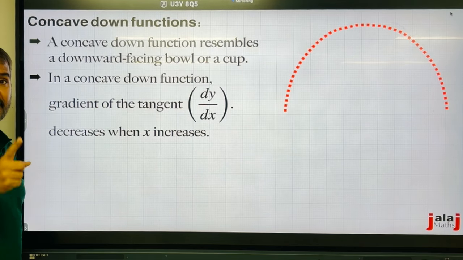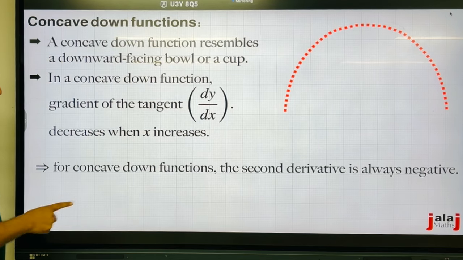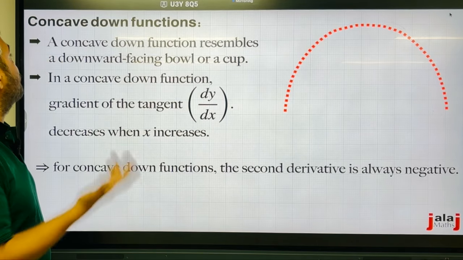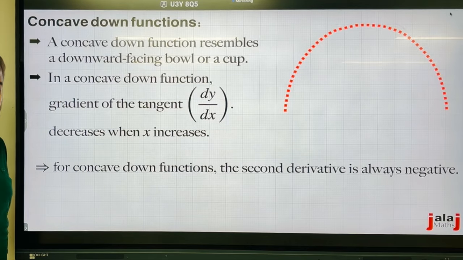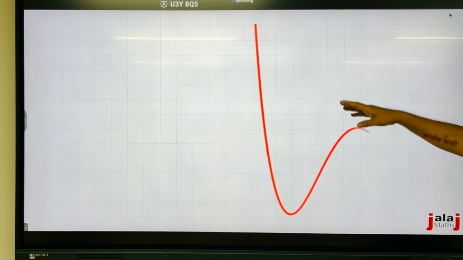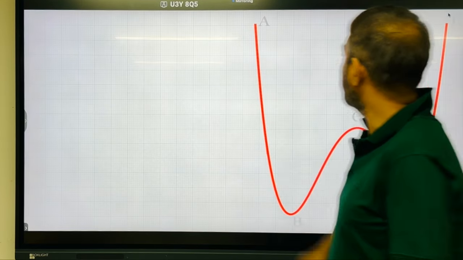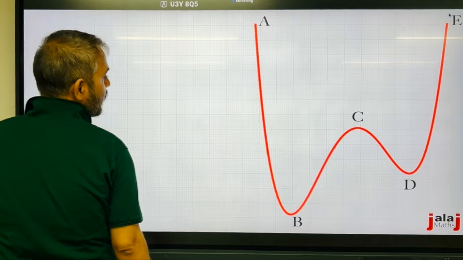Its gradient, that is gradient of gradient, means the second derivative will be negative for concave down functions, right? Moving further. Let's go back to the same curve that we used before. So let's label it as A, B, C, and D.